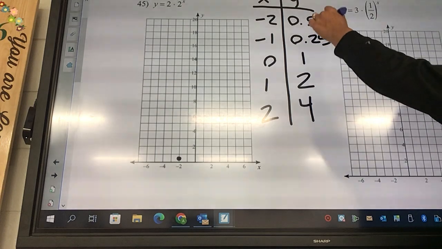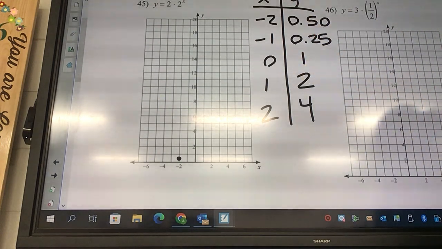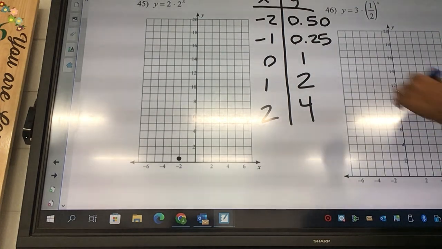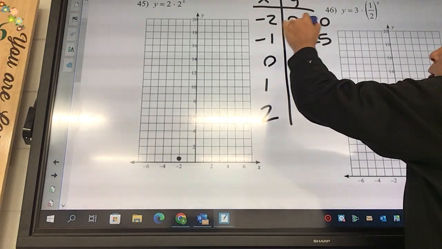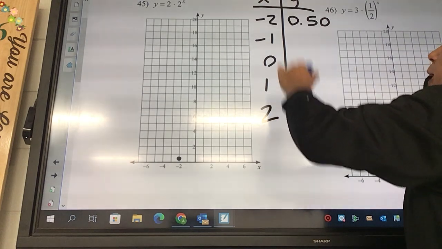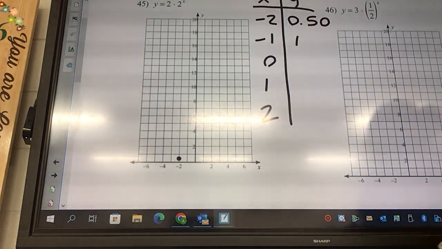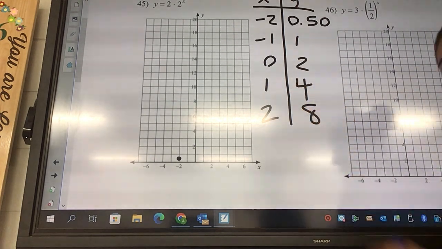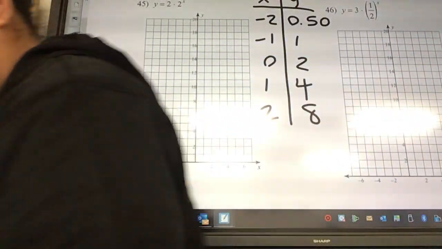This can't be 50 and then going down to 25 and then back up to 1. So one of those two numbers are not correct. This is 1? Okay, so maybe we got a little shifted. 1, 2, 4, and 8. Oh, no, it's right here. This happens when you're late time.